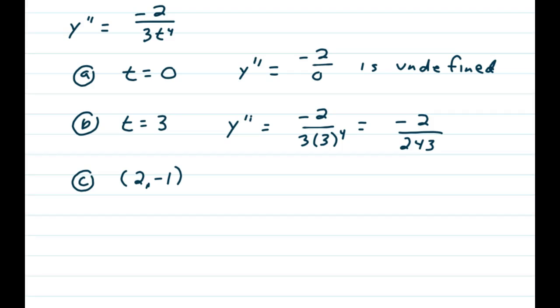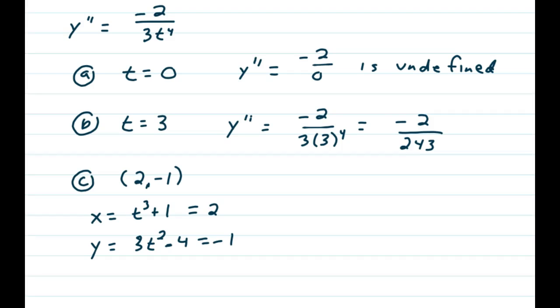Now part C is a little different. I'm not giving you the t value, I'm giving you the ordered pair 2 comma negative 1, which of course is x comma y. So we bring back our parametric equations. X is equal to t cubed plus 1, y is equal to 3t squared minus 4, and we know that we're looking for a t value that will generate that point. And that's pretty easy to see if you take a look.